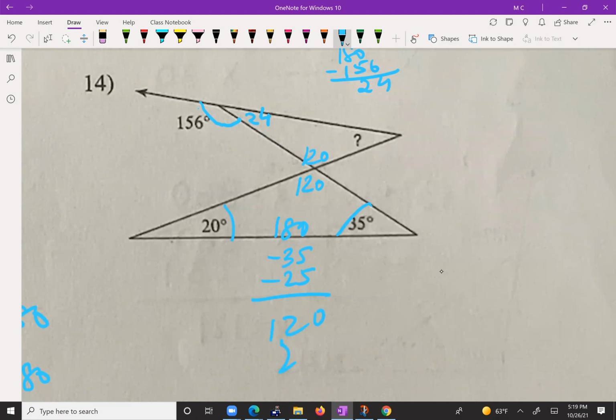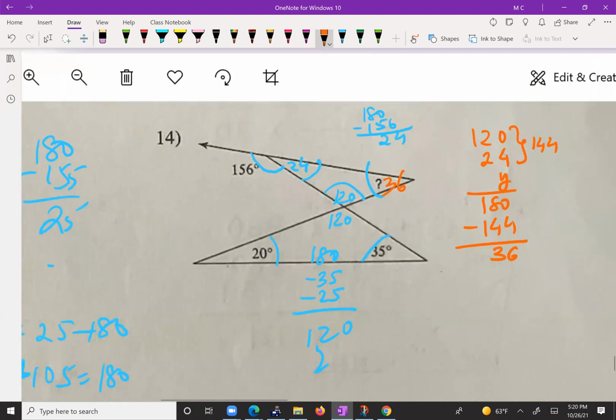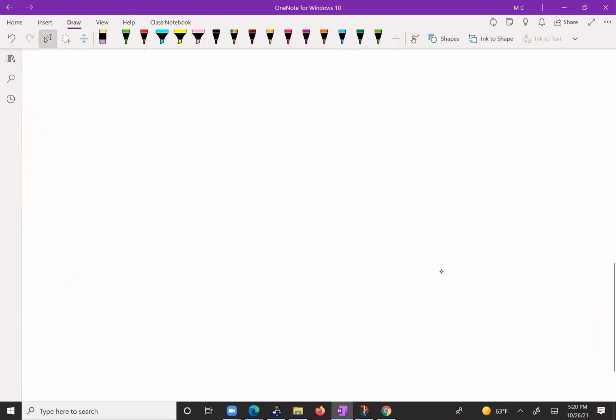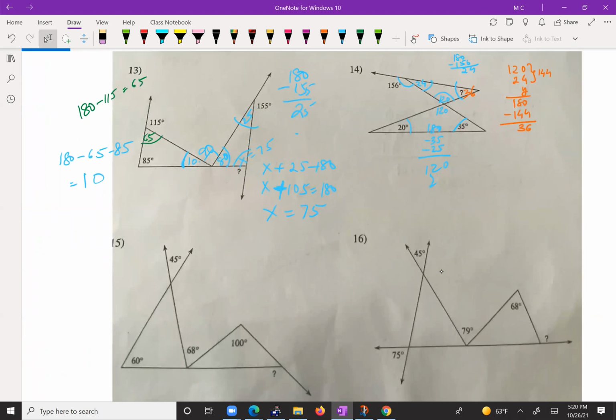Can you follow that? At this point, you can see that 120 plus 24 plus this other angle, let's call it y, equals 180. Those two together is 144. We subtract it, 36. So that's the answer. All right. Any questions? Should I move on to the next one?